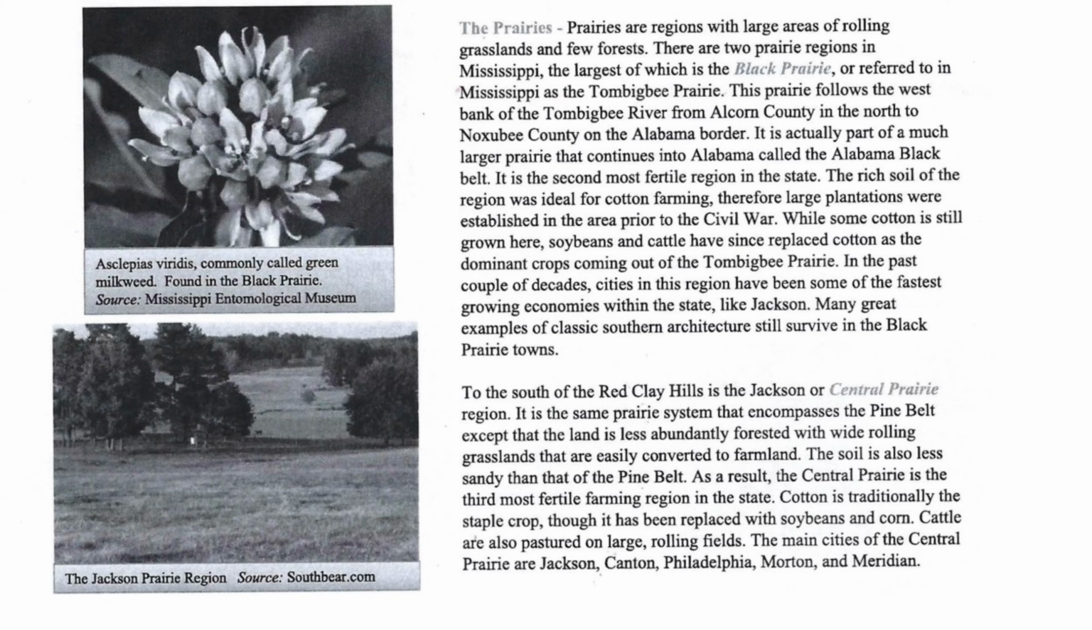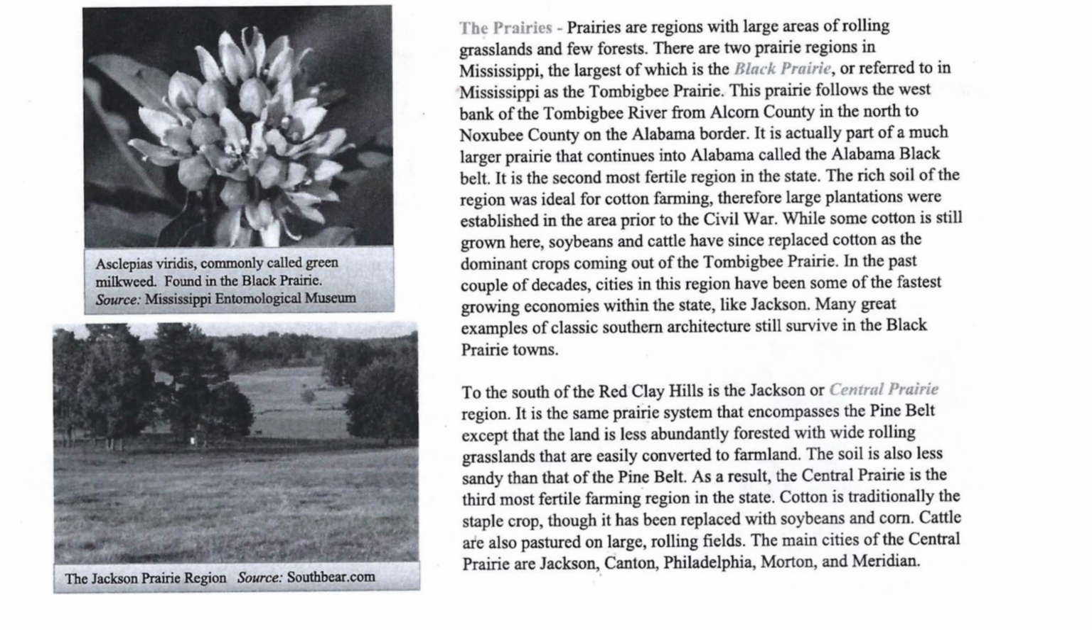The rich soil of the region was ideal for cotton farming. Therefore, large plantations were established in the area prior to the Civil War. While some cotton is still grown here, soybeans and cattle have since replaced cotton as the dominant crops coming out of the Tombigbee Prairie. In the past couple of decades, cities in this region have been some of the fastest growing economies within the state, like Jackson. Many great examples of classic Southern architecture still survive in the Black Prairie towns.